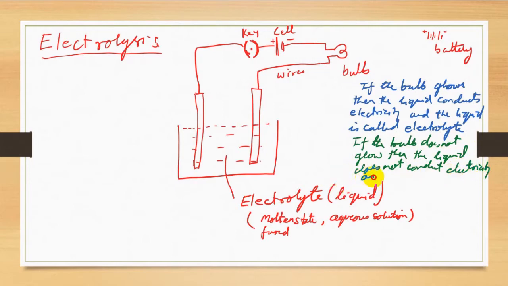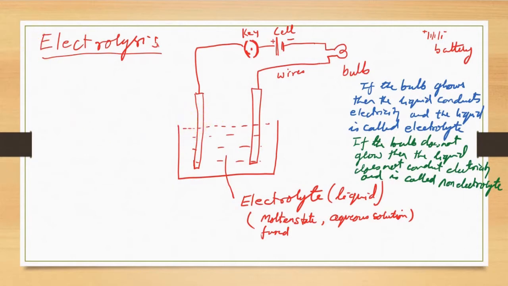And is called non-electrolyte. So it can be an electrolyte or it can be a non-electrolyte. When we talk about electrolysis, we are concerned about electrolytes. We do not want non-electrolytes. Clear? We have to look for electrolyte. So the liquid which I have written there is an electrolyte. Now, in this electrolyte, we have inserted two rods, isn't it?